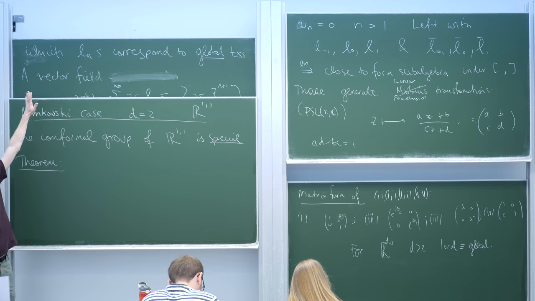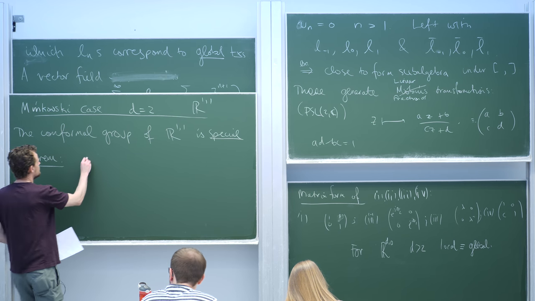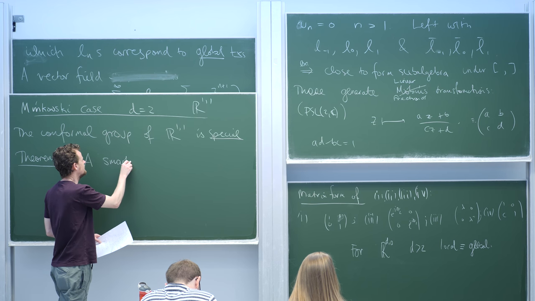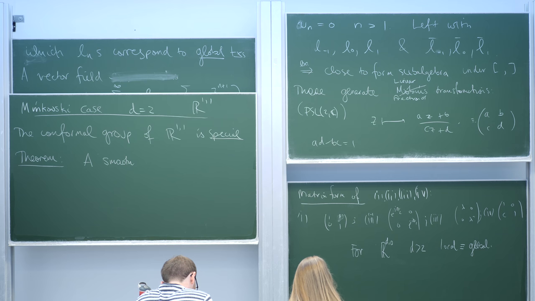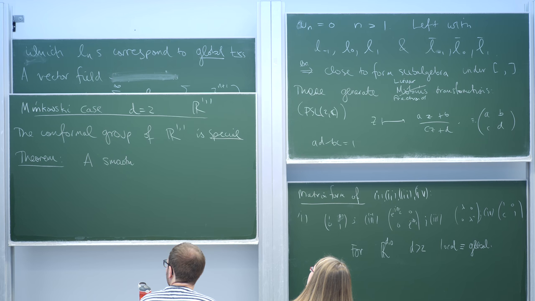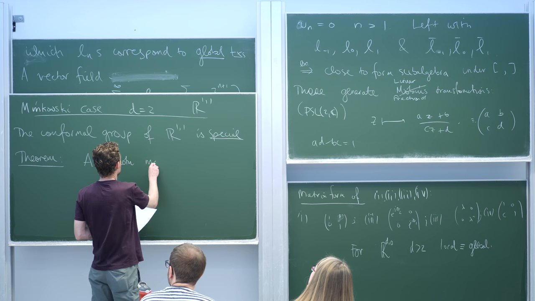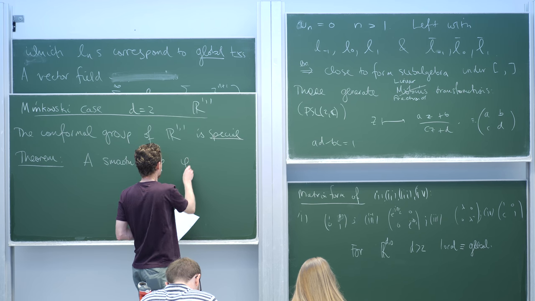So I'm going to summarize the properties of this group in the form of a theorem. So remember, what is a conformal transformation? Well, it's something that takes a manifold to itself and such that the induced metric, the pullback of the metric, is a scalar multiple of the original metric. So let's work out what those words mean in the case that the metric is 1 minus 1.